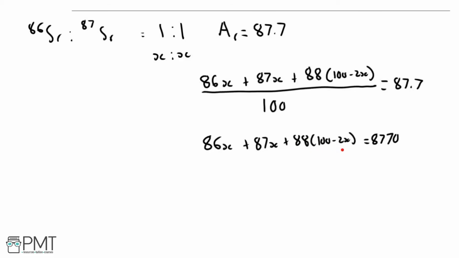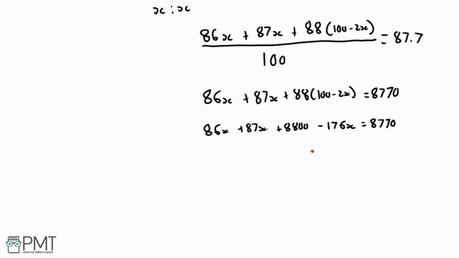The next thing we're going to do is expand these brackets here. So we're going to multiply each term in the bracket by that 88. So these terms in the front are going to stay the same. It's still going to be 86x plus 87x. But then we are going to have 8,800 minus 176x. And that's still equal to 8,770.